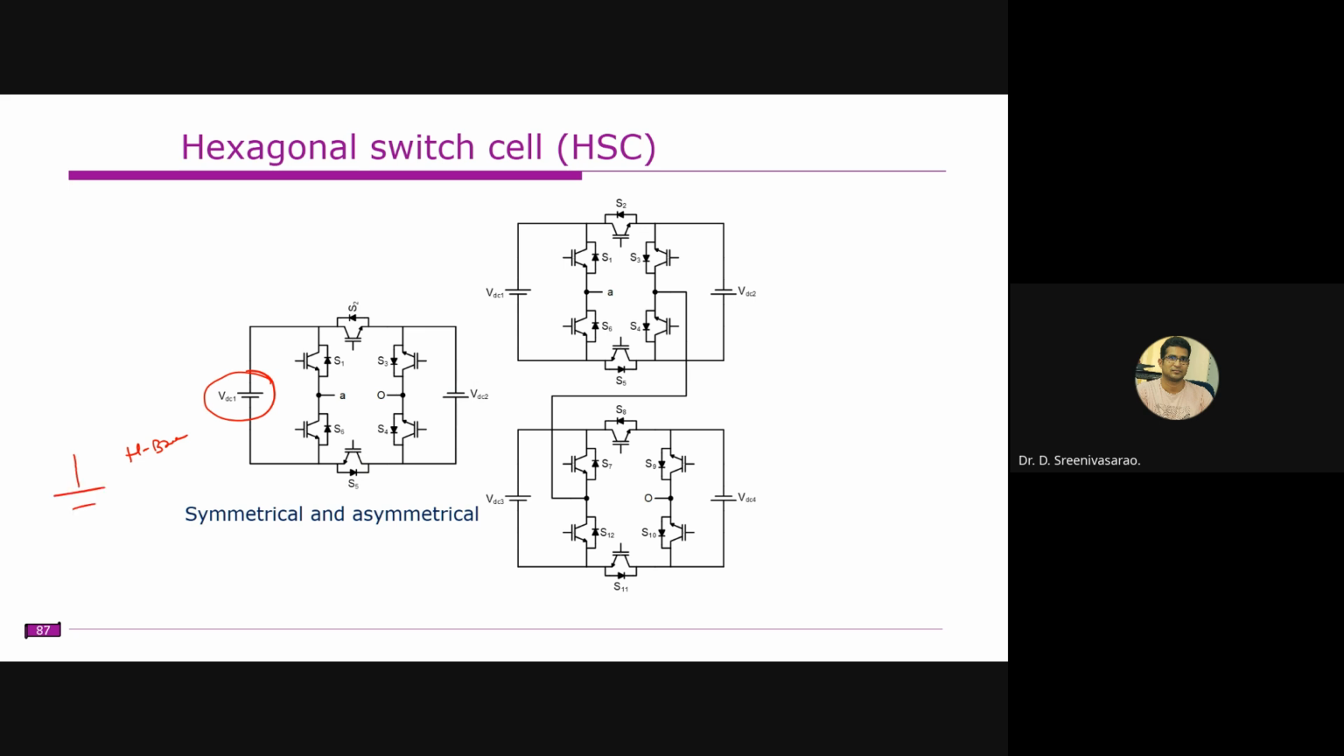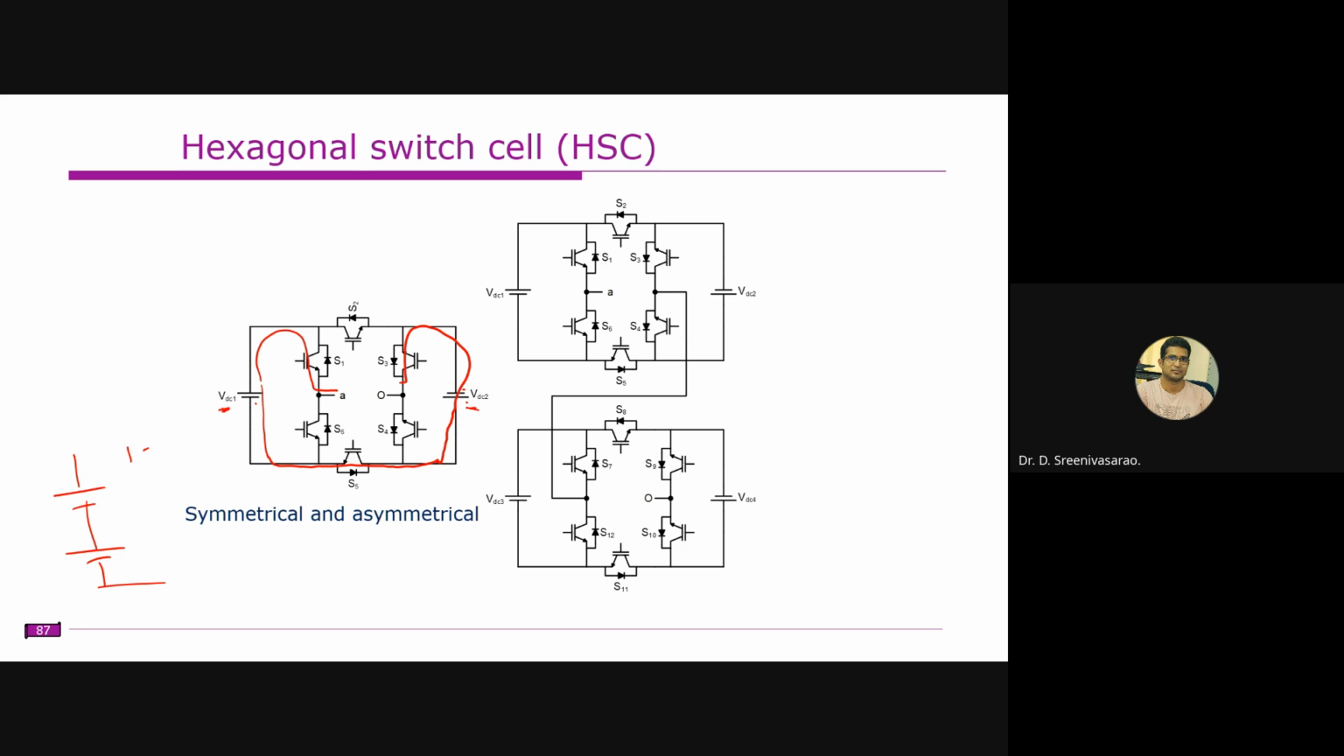Somehow we need to make a connection across the load terminals. So for example, you move this one like this, and through this switch and this DC source we can connect like this. This way we can bring these together. This one is negative to positive, and this is also negative to positive. So this way you can connect this VDC1 and this VDC2 in series.